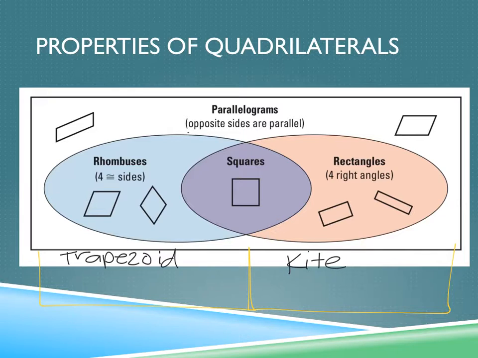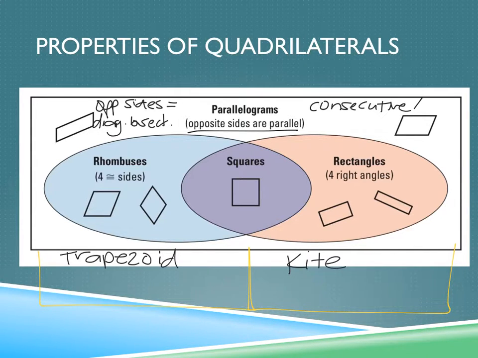So parallelograms have opposite sides that are parallel, opposite sides congruent, diagonals that bisect each other, consecutive angles supplementary, and opposite angles congruent. So 5 things we know about parallelograms. Opposite sides are parallel, opposite sides are congruent, diagonals bisect each other, consecutive angles are supplementary, and opposite angles are congruent.